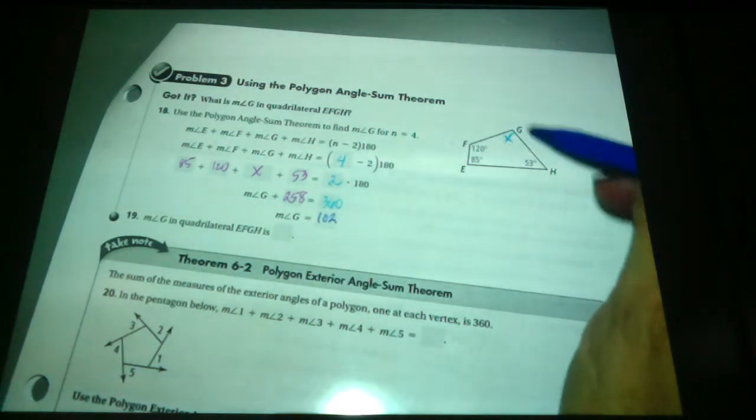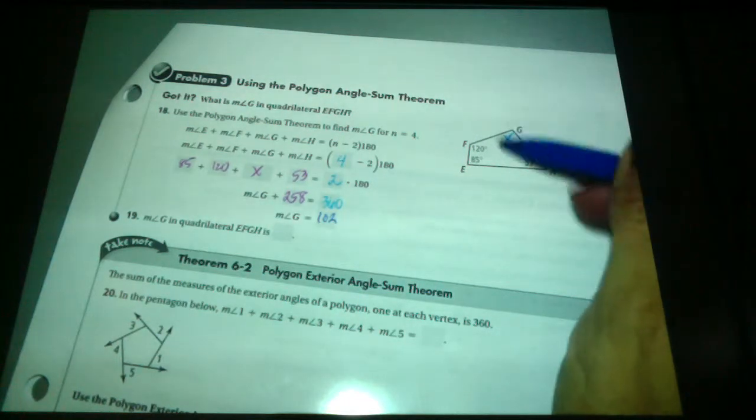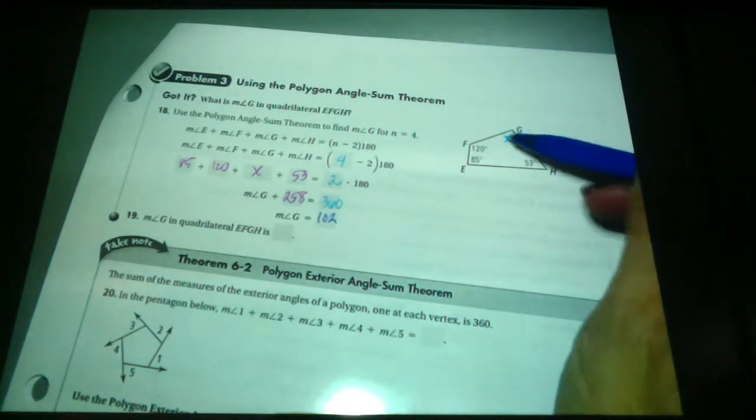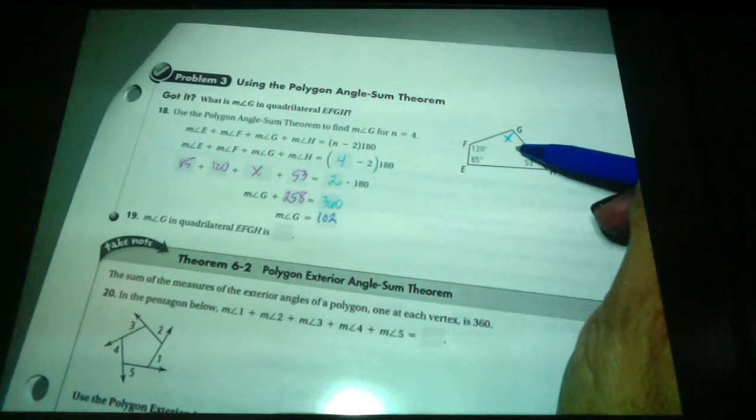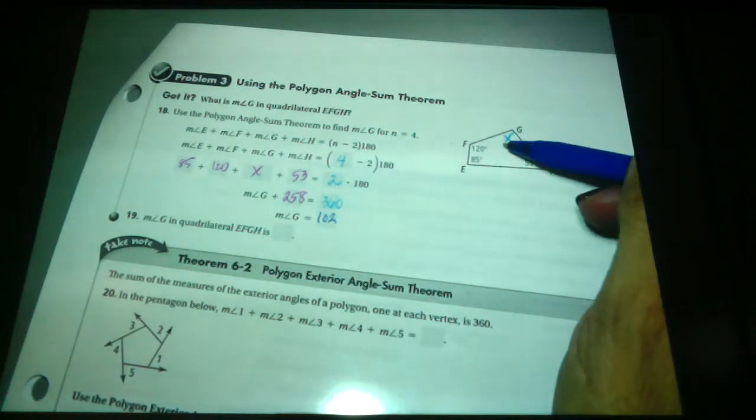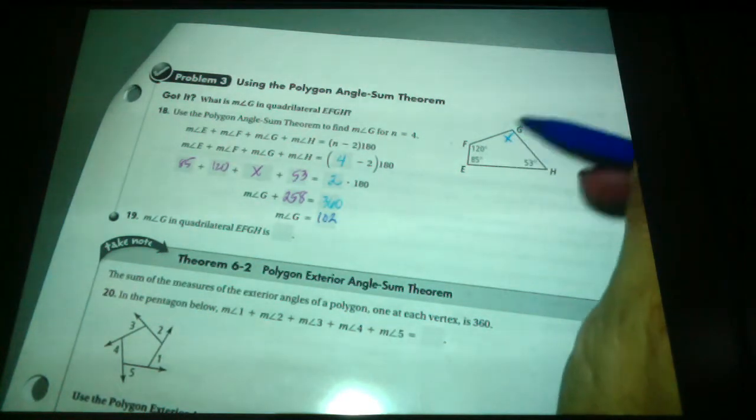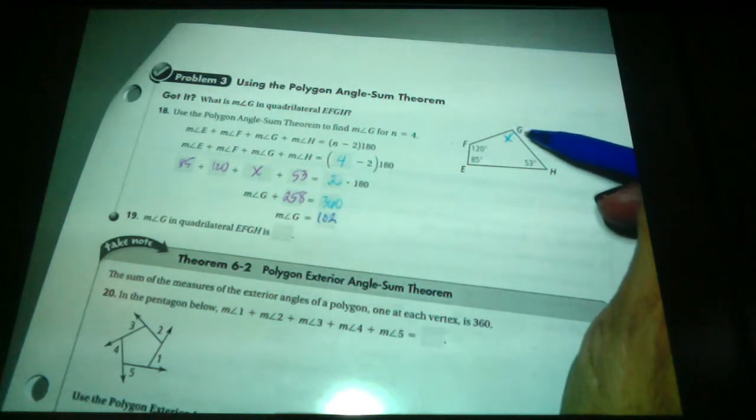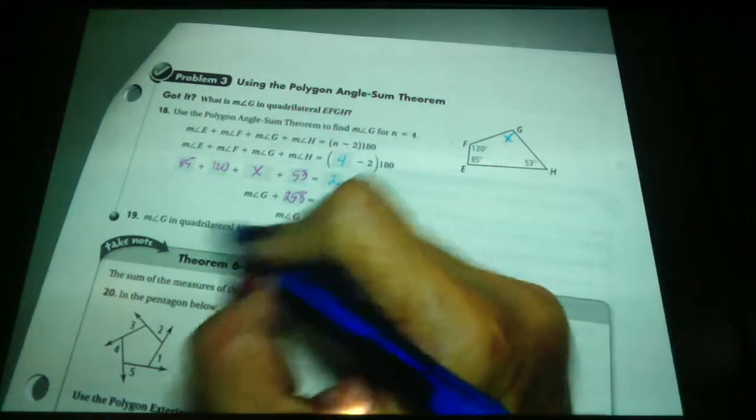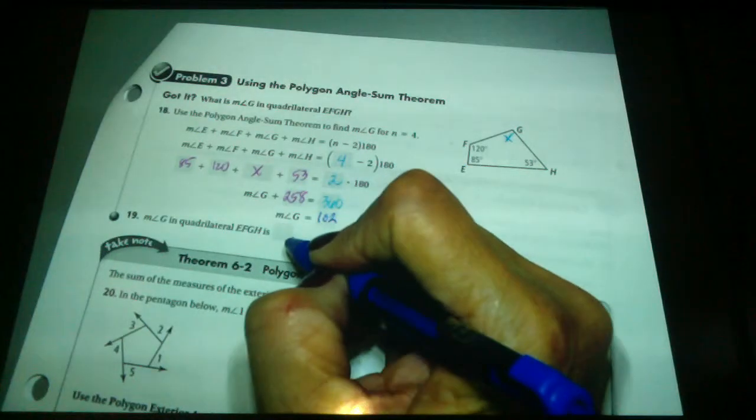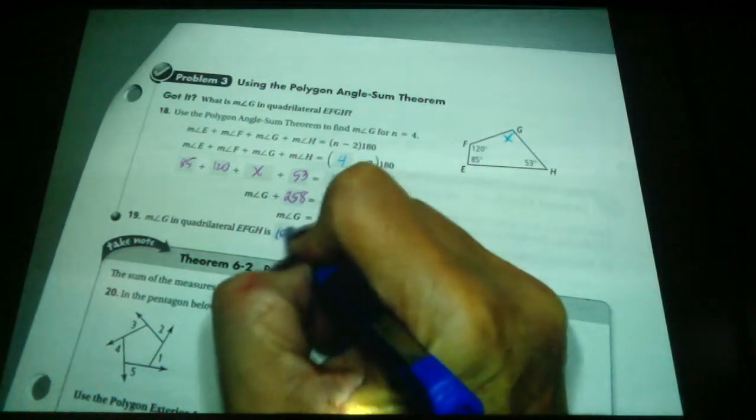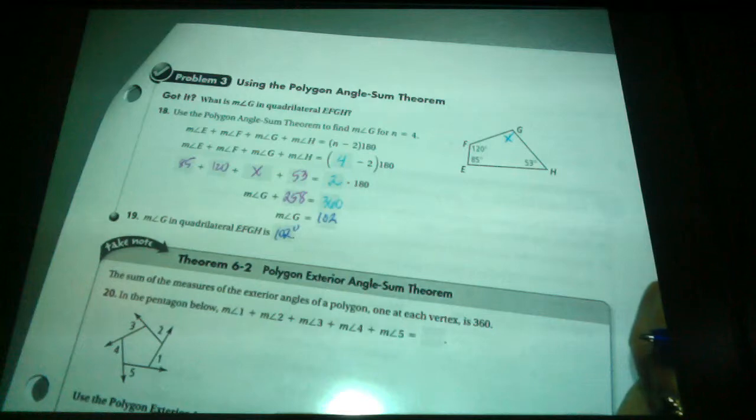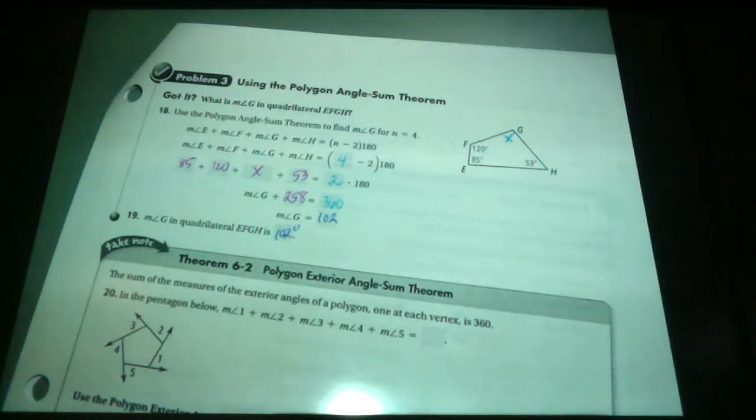Does it look obtuse? Yep, and so you want to check those. Even though you can't take a protractor to this and check it, because you're probably going to be off, you can at least determine if it looks to be obtuse, you should have an obtuse angle measure. If it looks to be acute, you should have an acute angle measure. So you can use those as checks. So the measure of angle G in quadrilateral EFGH is 102 degrees.